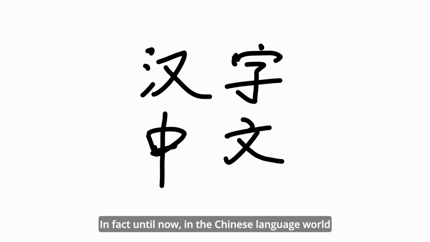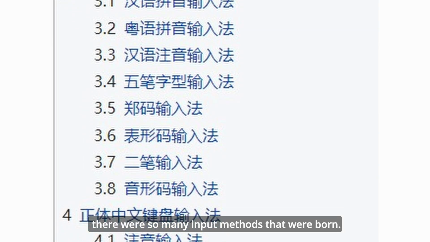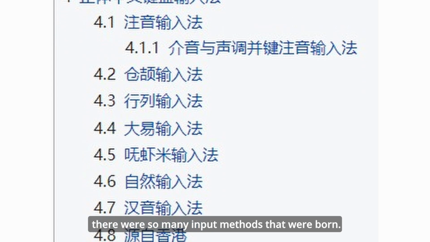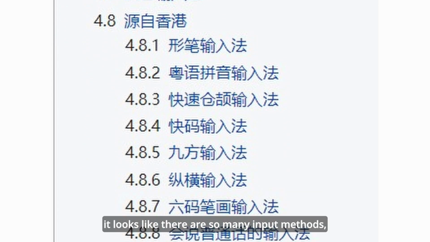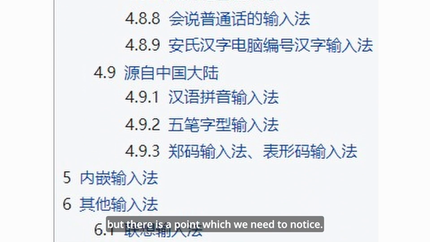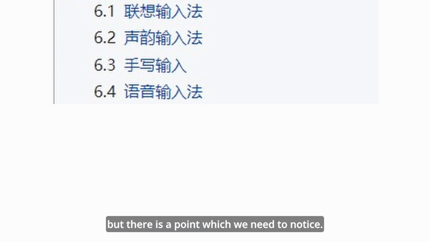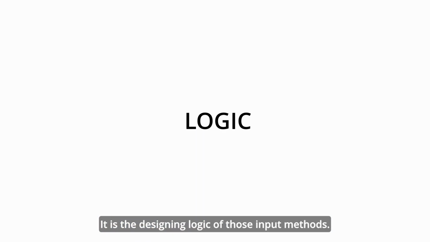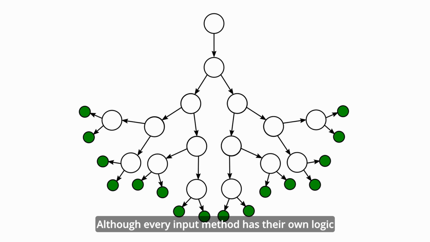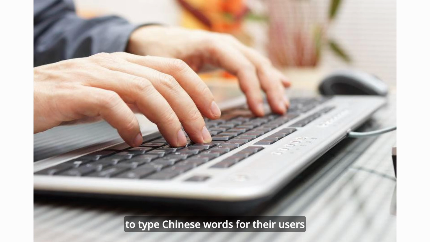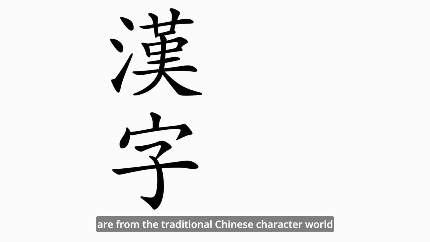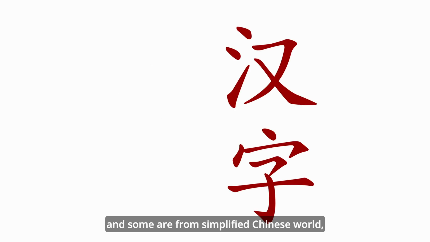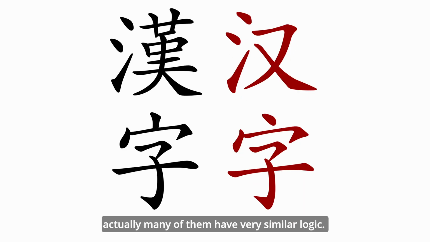In fact, until now, in the Chinese language world, there were so many input methods that were born. At first glance, it looks like there are so many input methods, but there is a point which we need to notice. It is the design logic of those input methods. Although every input method has its own logic to type Chinese words for its users, and even some input methods are based on traditional Chinese characters and some on simplified Chinese characters, actually, many of them have very similar logic.